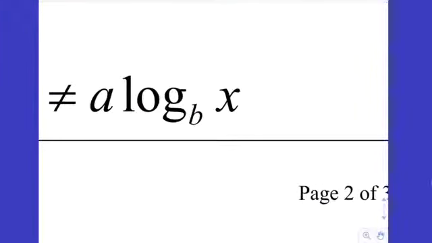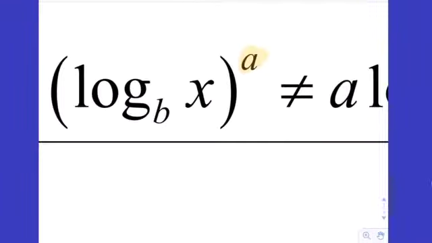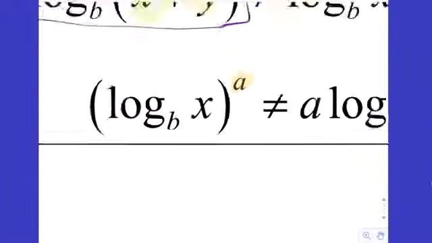When can you bring the a in front? When it's log base b of x to the a power. If it's the argument that has the exponent, and only the argument, that's when you can bring the a out front. So if it's the entire log, you've got to be careful. You just have log times log times log, a times.